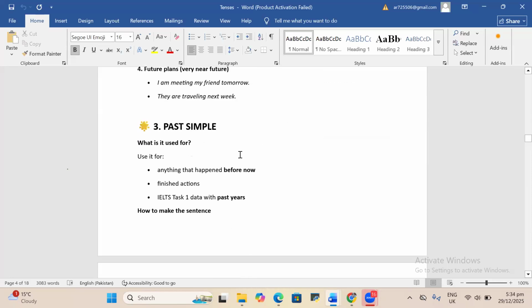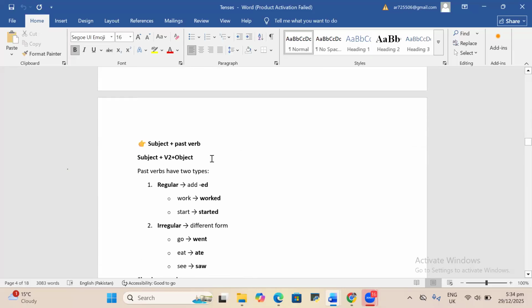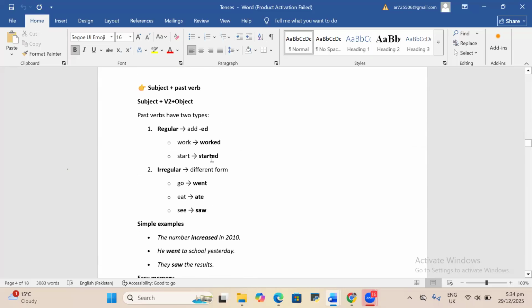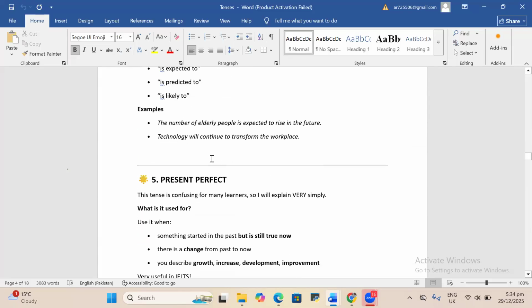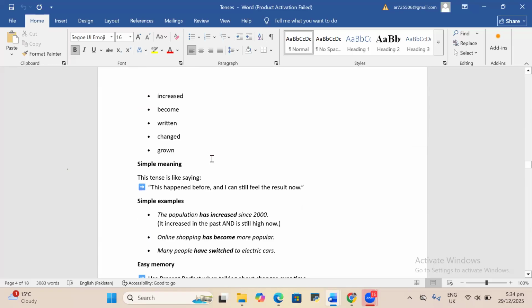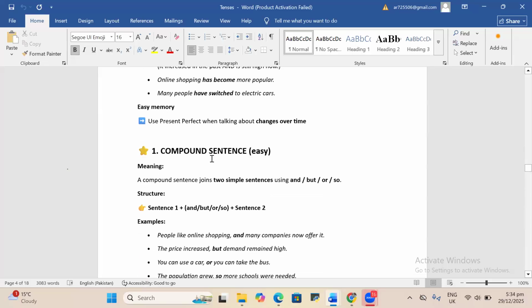The past simple. Here is a simple structure, you can follow it. The most important thing I want to show, here we just write five tenses that are actually important for you, so you can also practice these.